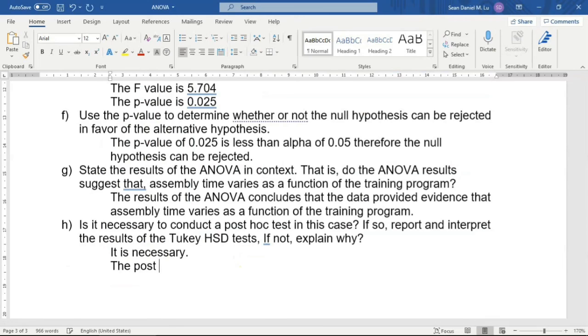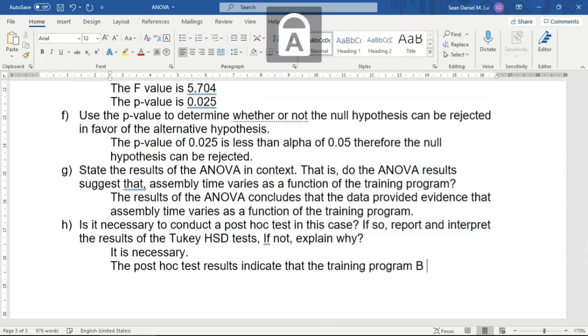The post-hoc test results indicate that training programs B and C are significantly different from each other.